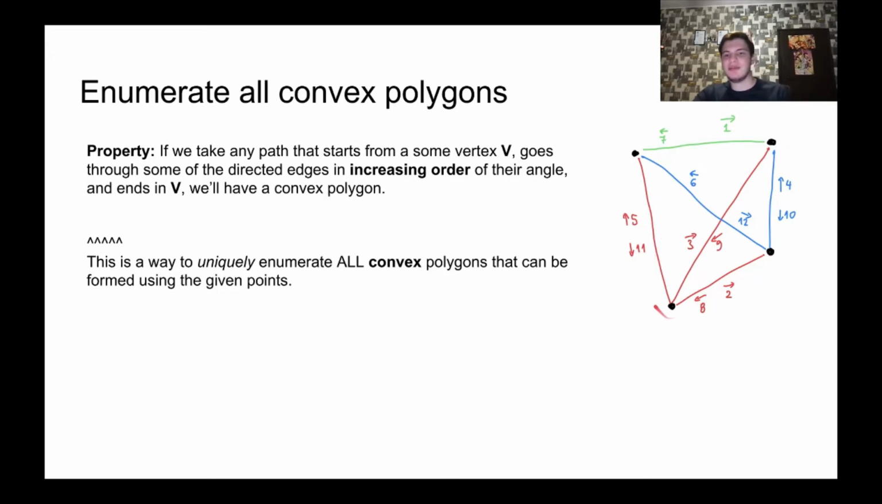And in the end, if we again go back to V, in some sense it's a cycle that starts at some vertex and then basically just increases the values of the edge. And by values, I mean basically the order of the angle. But overall, if we enumerate all paths like that, then we are going to get all convex polygons.